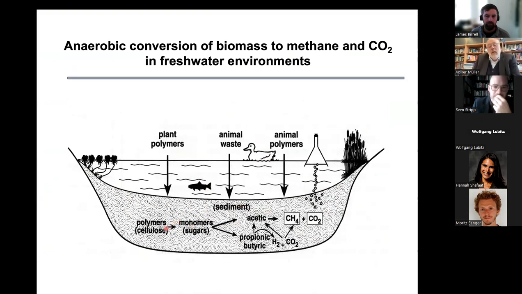And in that pond, we have an anaerobic food chain in which polymers are degraded via monomers to acetic acid and further on to methane and CO2. And this can easily be visualized by using a vent here and collecting the gas and then taking advantage of the fact that methane burns. You can easily demonstrate that methane evaporates from the sediment of the pond.